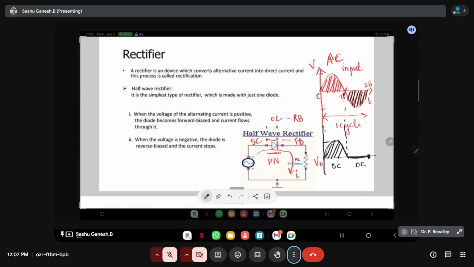Only one half is going to be given as an output. Okay, it is going to be a direct current here. So this is the working principle of a half wave rectifier.